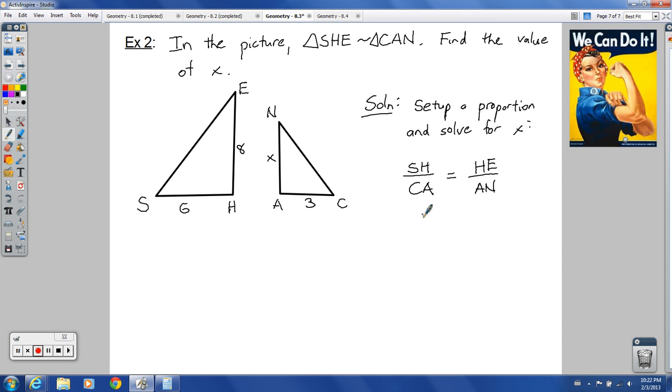SH is 6. CA is 3. And over here, HE is 8. AN we're calling X. We did this a little earlier where we saw that we can cross multiply here. We could also think of it as 6 over 3 is the same as 8 over what number? Hopefully you know this is 2, and so this would be 8 over 4 is 2. So X would equal 4.